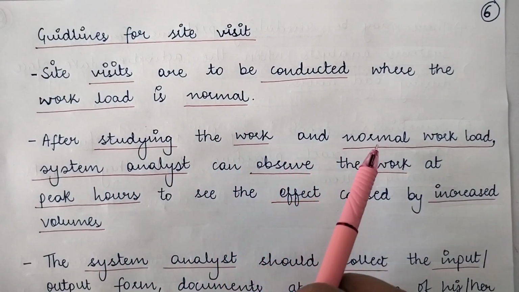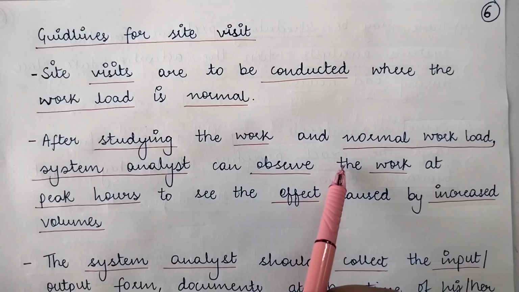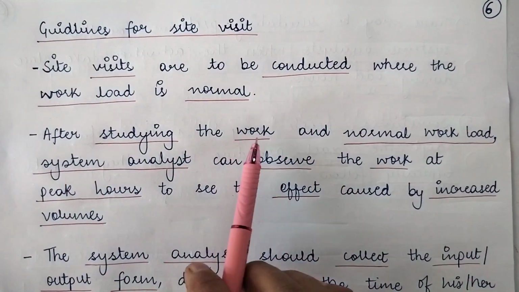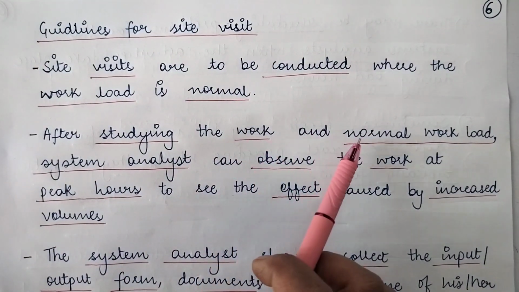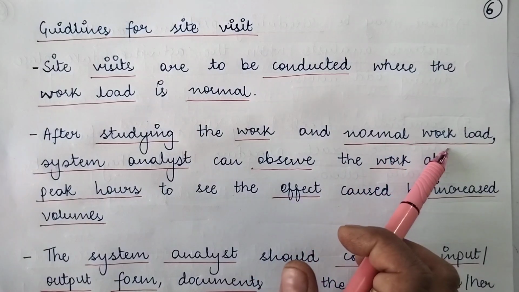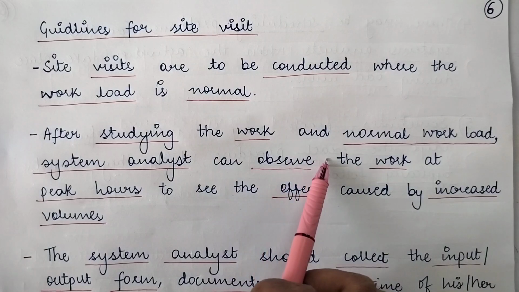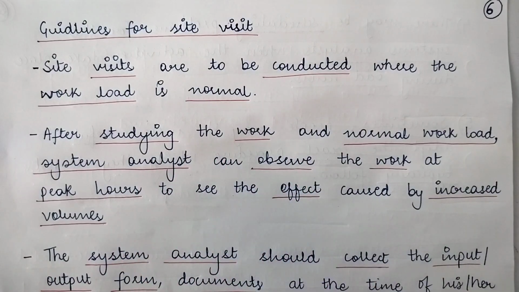After studying the work and the normal workload, the system analyst can observe the work at peak hours to see the effect caused by increased volumes. Once the system analyst knows what work the organization is doing and when the normal workload is, he can then do a site visit and observe the peak hours, because during the entire day the staff does not do the maximum amount of work at all times. There are certain peak hours at which the workload is maximum.